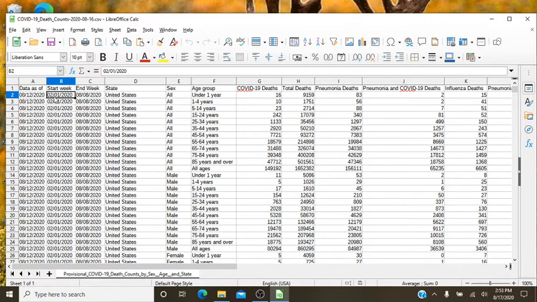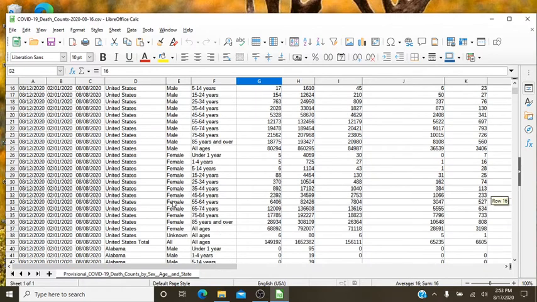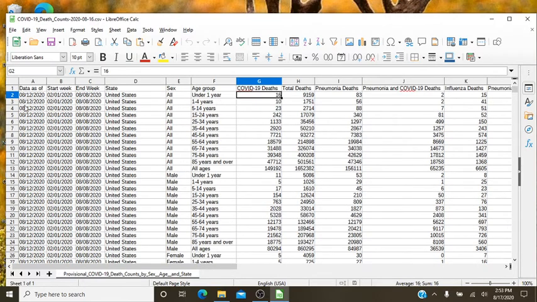Start week, February 1st. End week, August 8th. So this number here is the total number of cases for people under 1 year of age for that time frame. So between February 1st and August 8th, there were 16 people who died under the age of 1, and so forth. It goes down. Come down here, you can also see sex: male, female, all, male, female, all. Again, same thing.